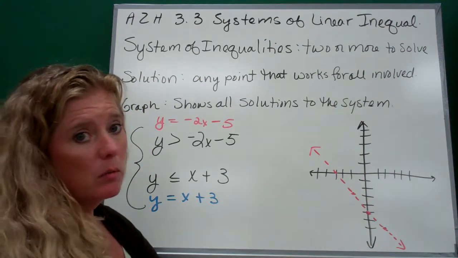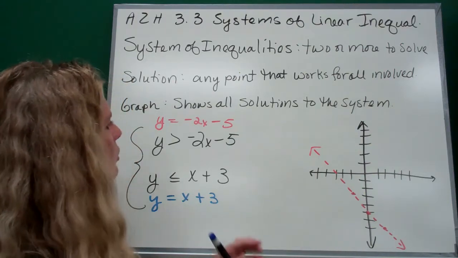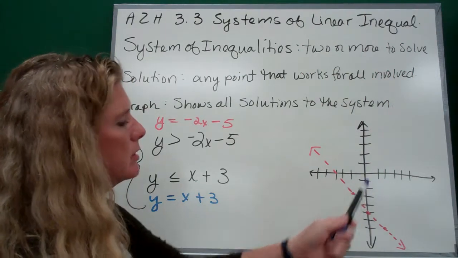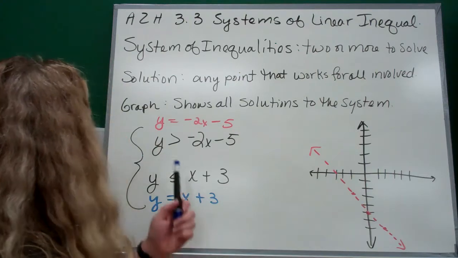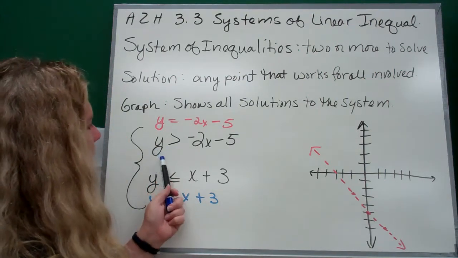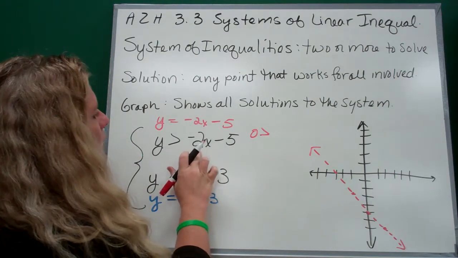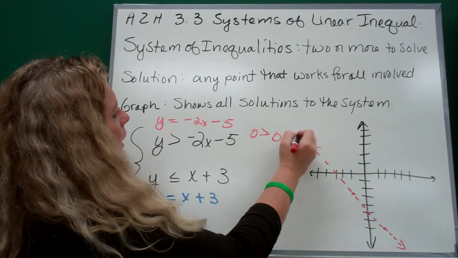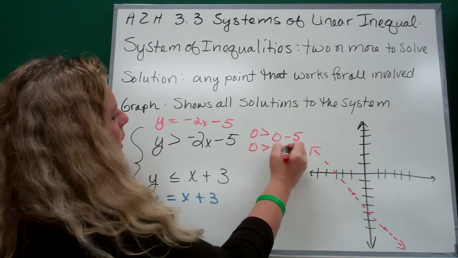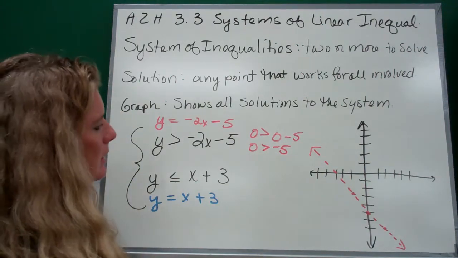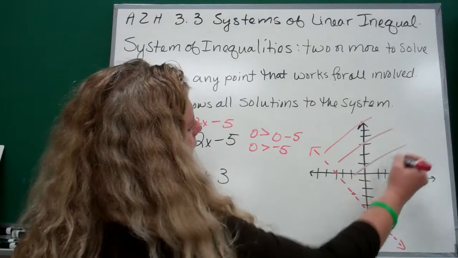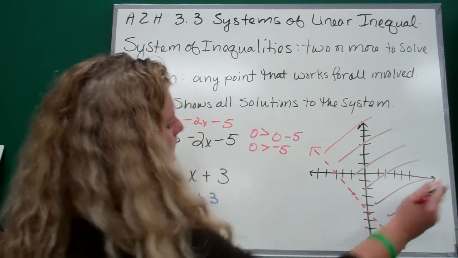Then you have to decide what side to shade, so you pick a point, and I always say 0, 0 if it's not on the line. Plug it in. 0, is it greater than, well, negative 2 times 0 is 0 minus 5. Is 0 greater than negative 5? Yes, it is. So this is the side of the line that we shade.